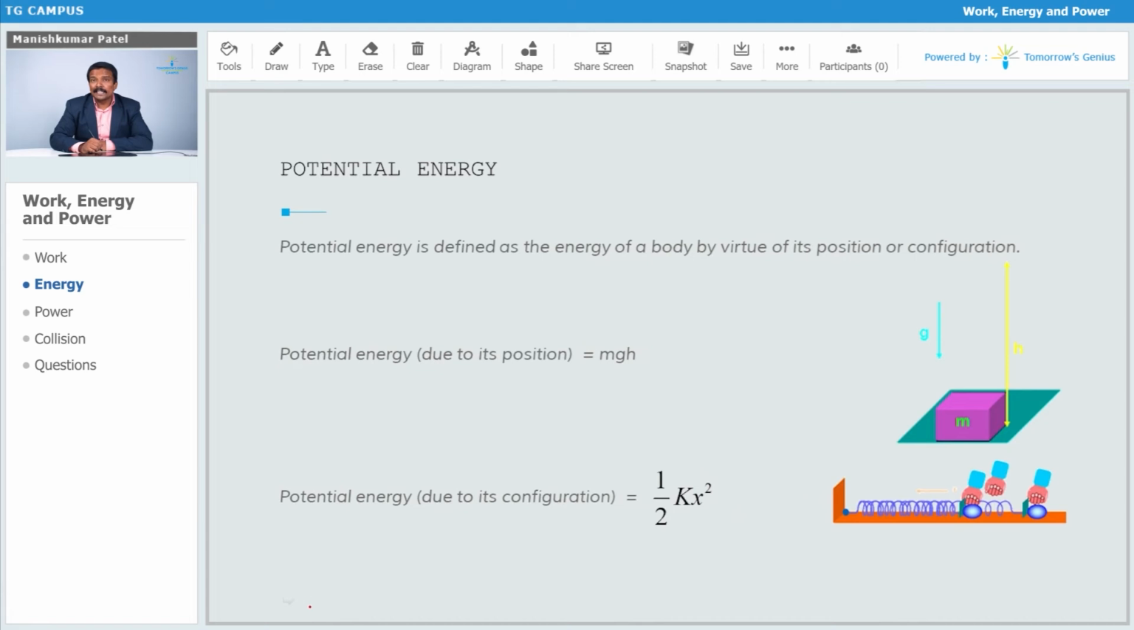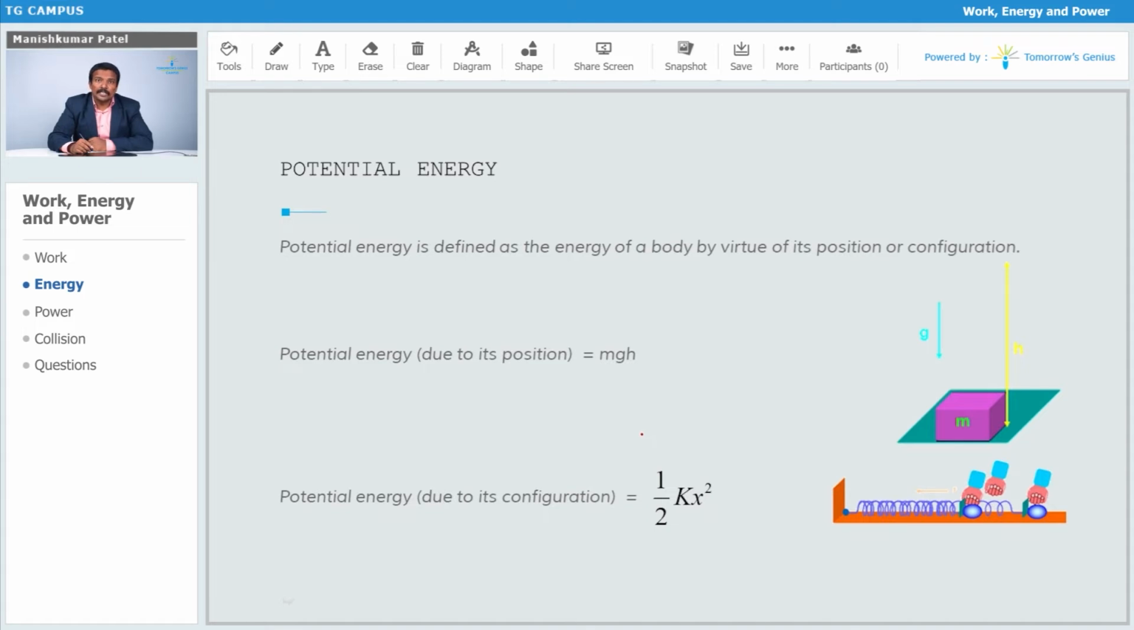So next we will talk about potential energy. It is the energy possessed by virtue of its position or configuration. Whenever you are holding an object at a certain height above the earth's surface, we can say that it has some potential energy due to its position. When you hold it at a certain height h above the earth's surface, its energy is mgh.